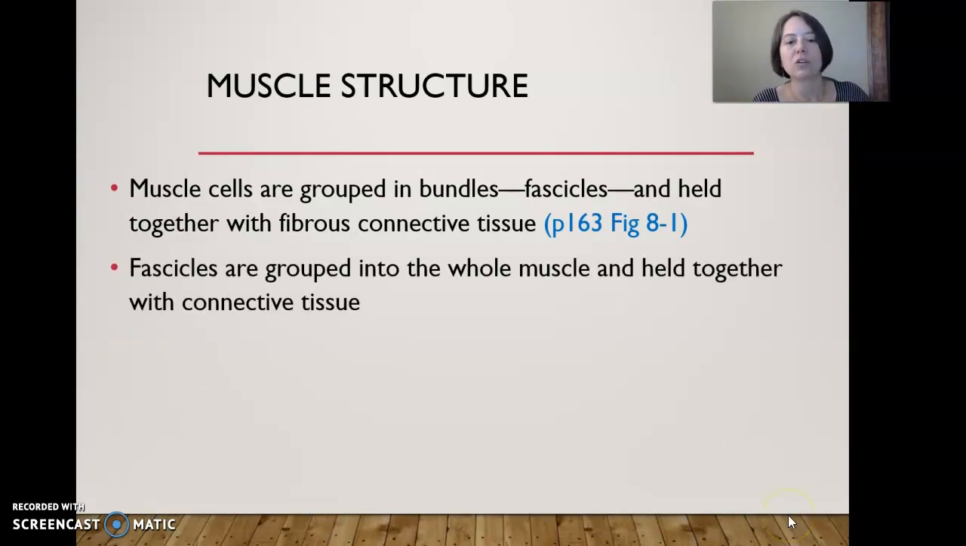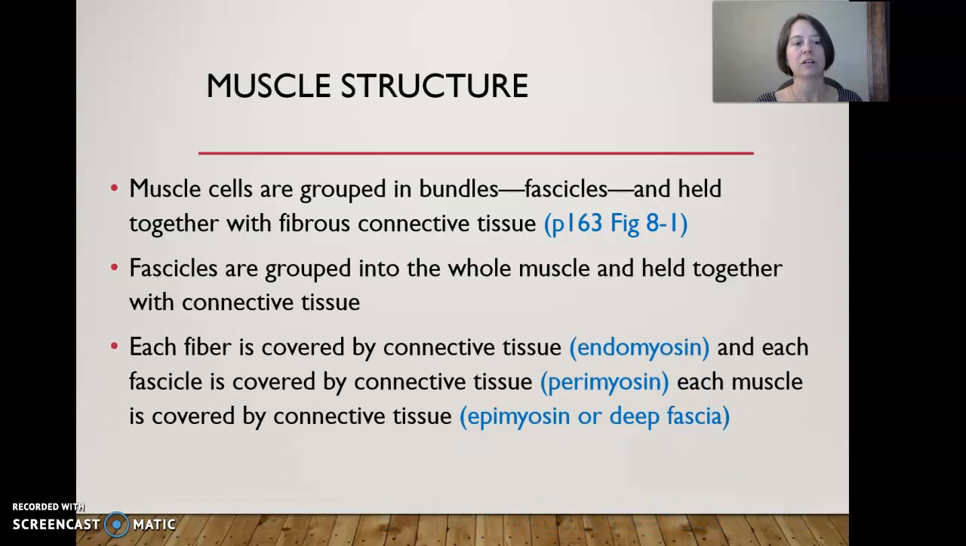So fascicles are grouped into the whole muscle and held together with connective tissue. And let's go even further. Please write what's black, obviously, and then these, if you want to write, you can, but you don't have to. So each muscle cell is covered by connective tissue, and we call that connective tissue endomysium.